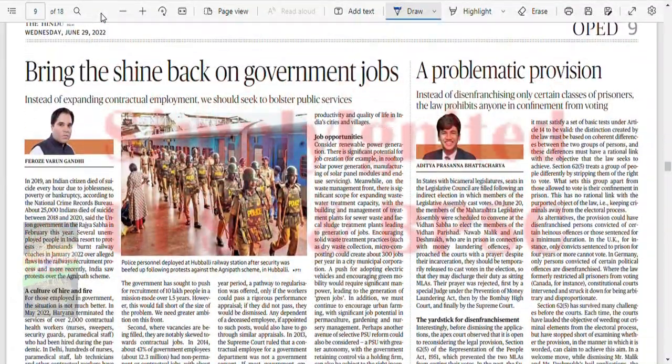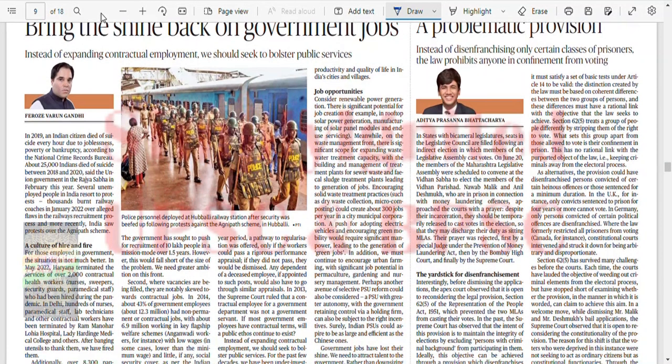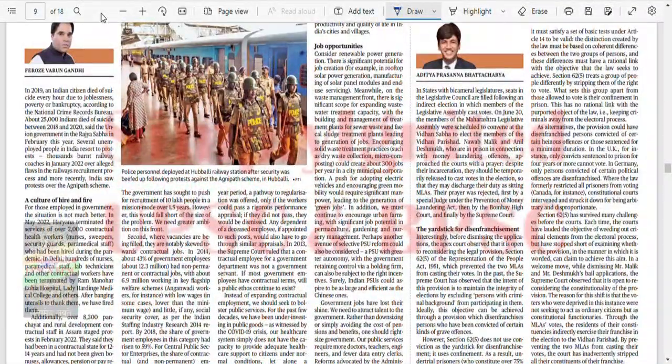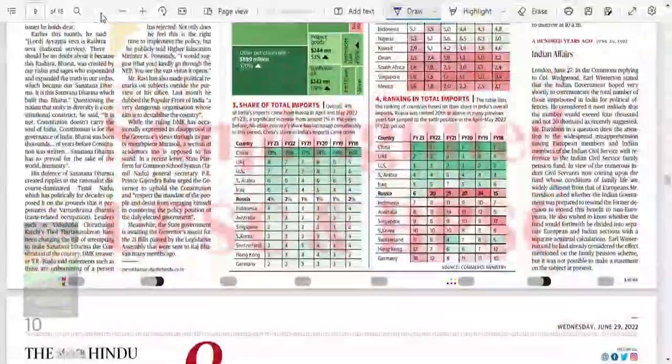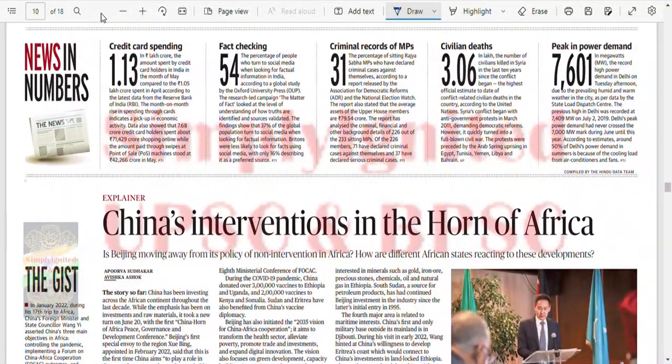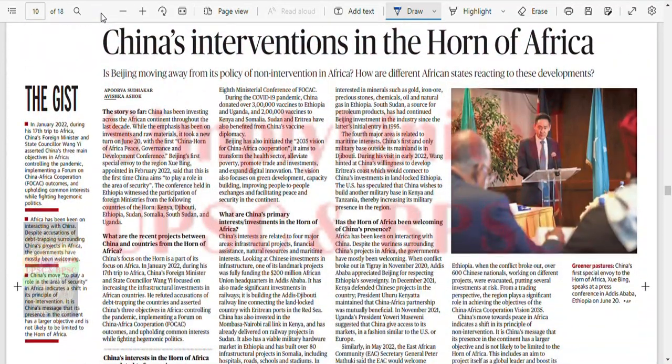No provision. Only certain classes of prisoner. Law prohibits anyone in confinement from voting. Okay, fine, not required. Just know this. We'll do this much. This will give us the idea of the article. If required, we'll go for it. Text and context. China's intervention in the Horn of Africa. We'll see on the map what the Horn of Africa is. We'll do the gist. That would be enough.